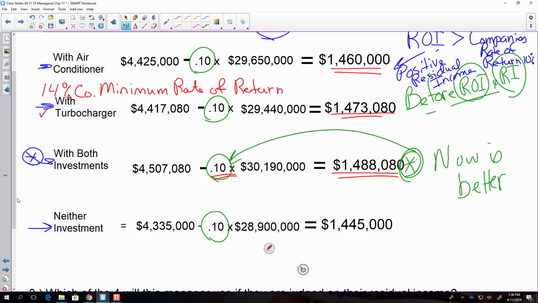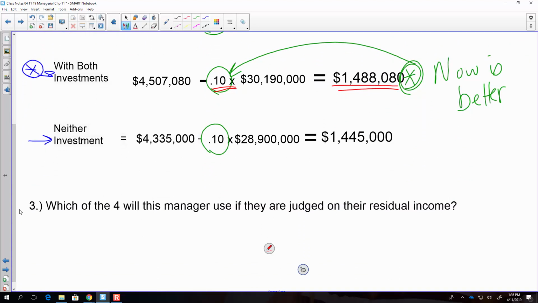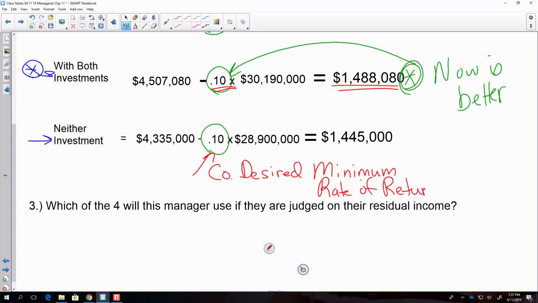So I guess this proves then that basically, depending upon the company's desired minimum rate of return, which is defined by the company, makes a huge impact on whether or not a project is taken on or not. So these different scenarios can be played out and analyzed to see what the company should do going forward.